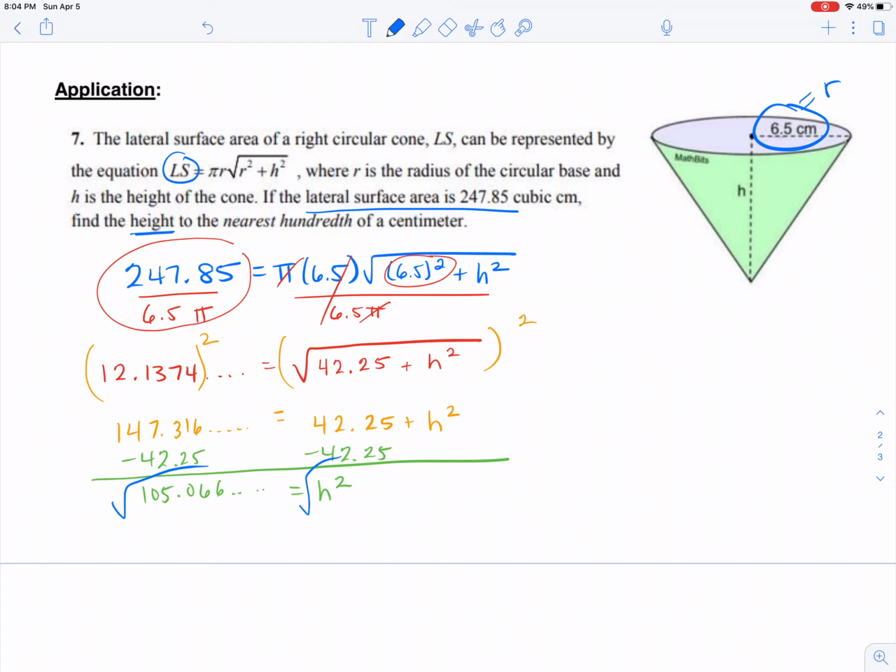It comes out to 10.25 if you round it to the nearest hundredth.